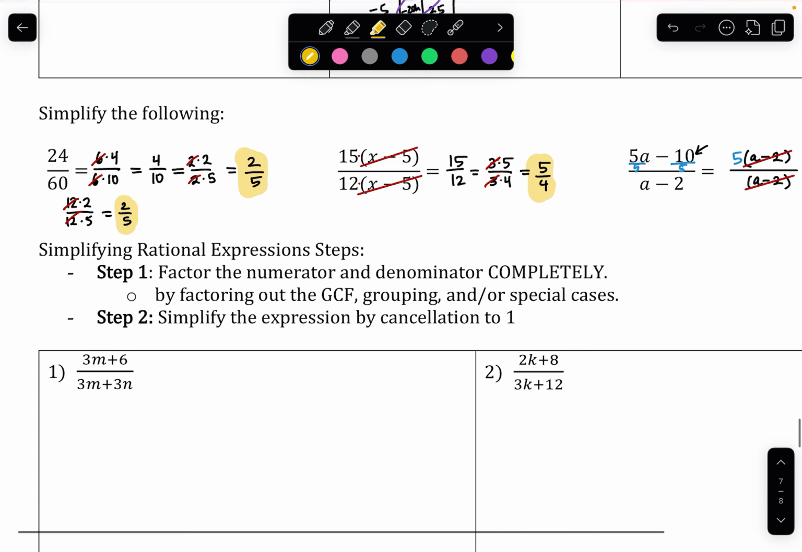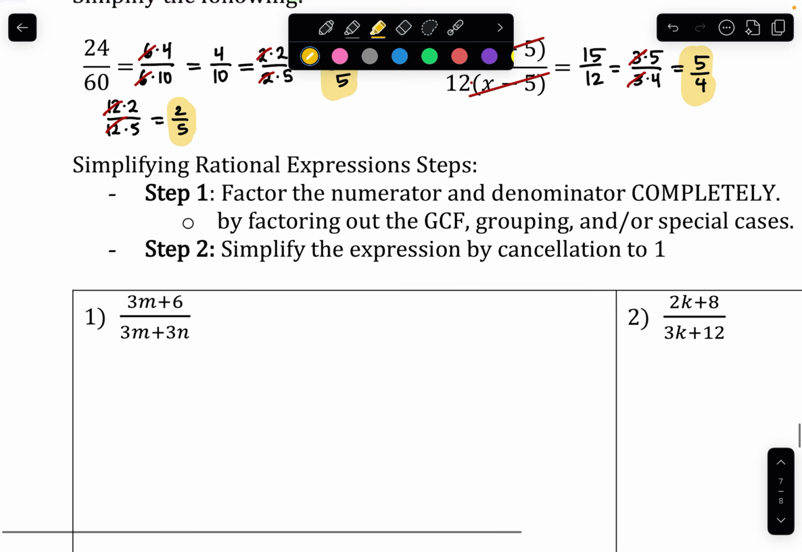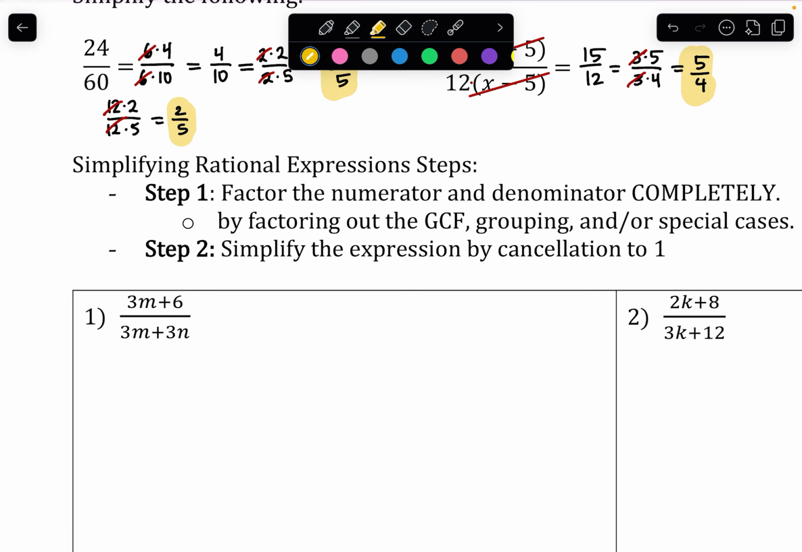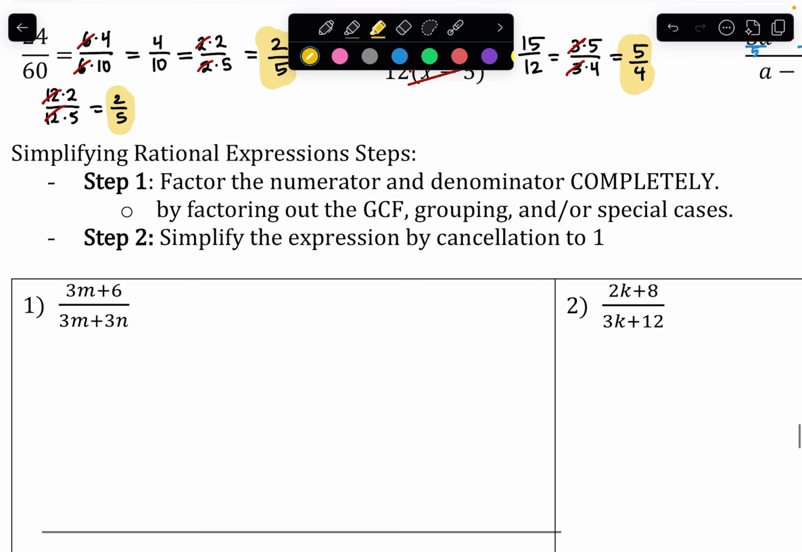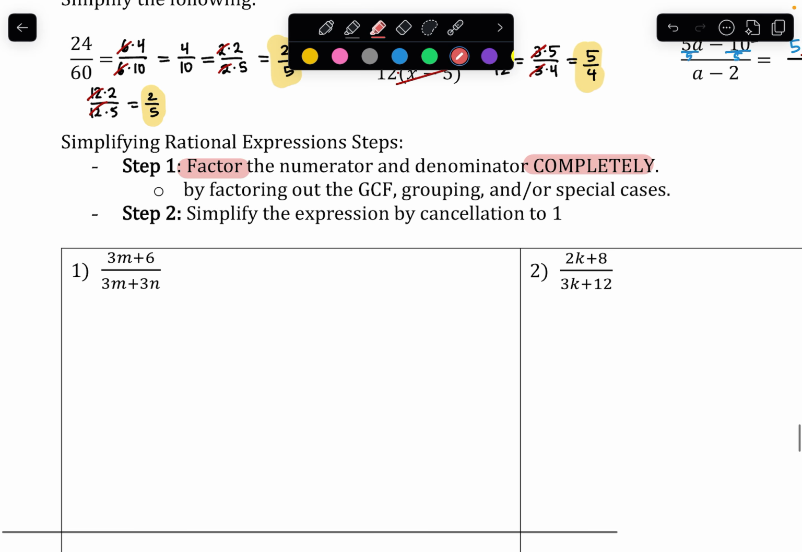When we are simplifying these rational expressions, meaning fraction bar, you're going to first factor the numerator and denominator completely, including GCFs. Okay, and so that could include GCF, grouping, or these special cases we did in the warm-up. Next, you are going to simplify by canceling.